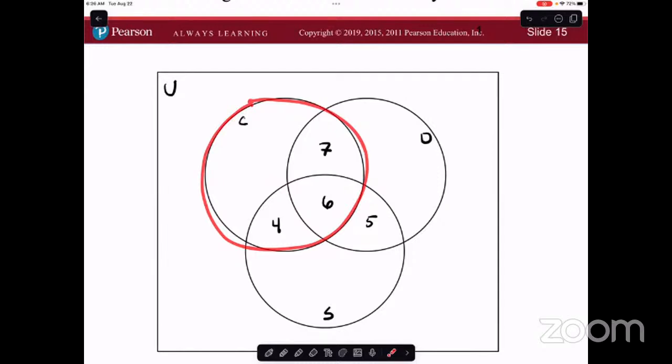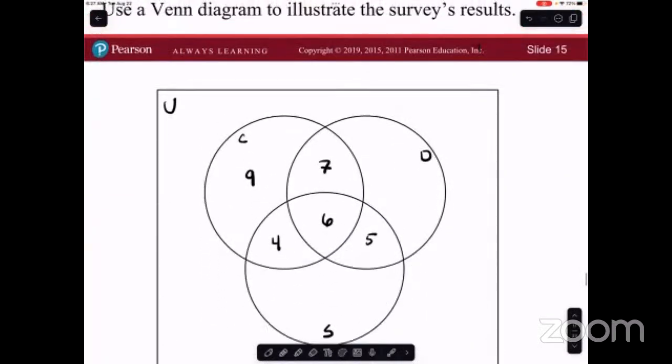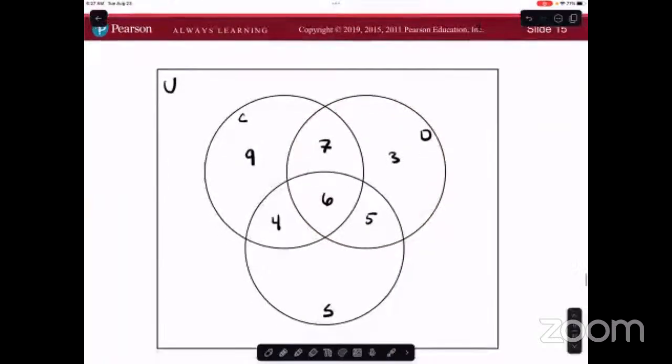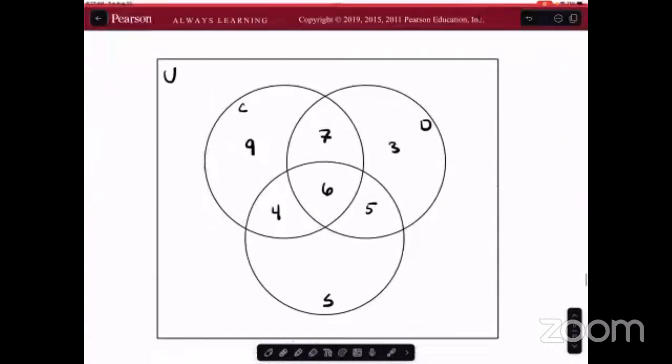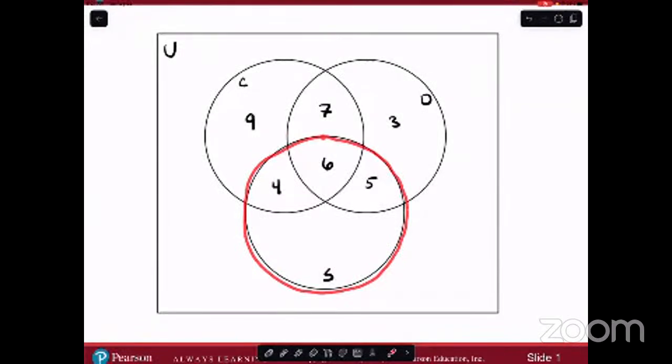21 people like dramas. So this circle needs to total 21. 15, 10, 3. Is it 3 that's left over? Because that's 10 and 11 is 21. And then 25 people like science fiction. So this circle needs to total 25. So 20, that's 14, that's 10. So it looks like it's 10 left over.